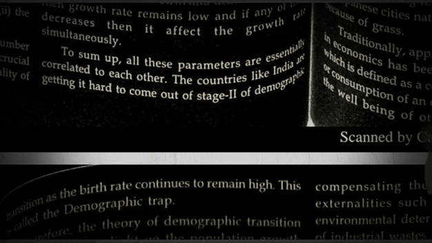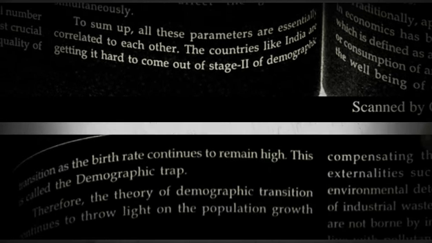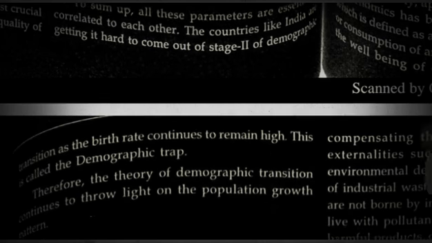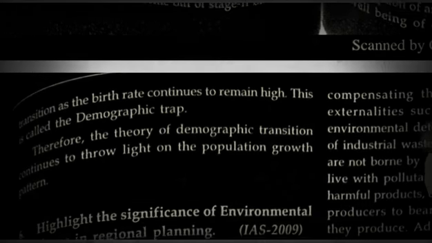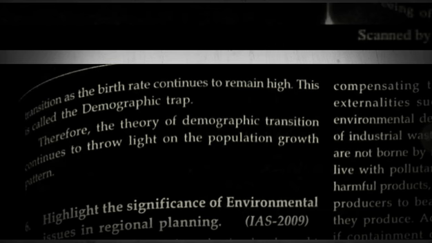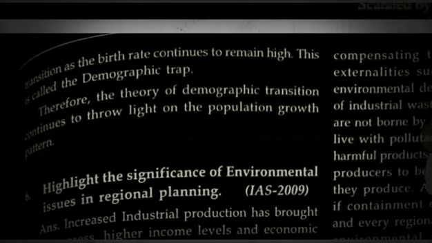Countries like India are finding it hard to come out of stage 2 of demographic transition as the birth rate continues to remain high. This is called the demographic trap. Therefore, the theory of demographic transition continues to throw light on the population growth pattern. Thank you.